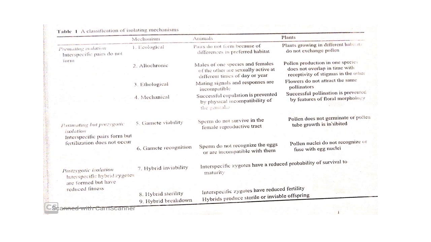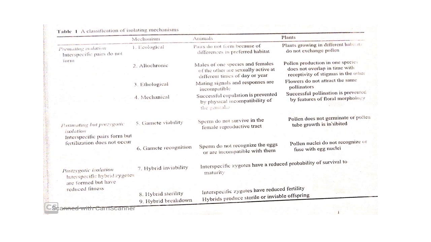In animals, sperms do not survive in the female reproductive tract, and in plants, pollen do not germinate or pollen tube growth is inhibited. Gamete recognition: sperms do not recognize eggs or are incompatible with them, which may be due to the surface proteins of the eggs, which do not bind with those of the sperms. Pollen nuclei do not recognize or fuse with the egg nuclei.